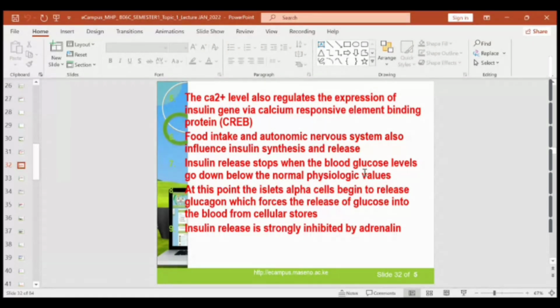And the level of the calcium inside the cell is regulated by expression of a certain gene. This gene is called the element binding protein and is a gene that regulates the cell membrane receptor. So food intake and the autonomic nervous system, and as we later see another hormone called noradrenaline, have an effect in regulating the release of insulin. The insulin release will stop when the glucose level comes to the normal level. At this point, the alpha cells will begin to release glucagon and insulin will be reduced. Insulin is strongly inhibited by the adrenaline hormone.